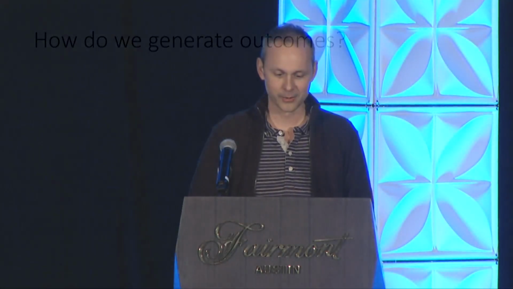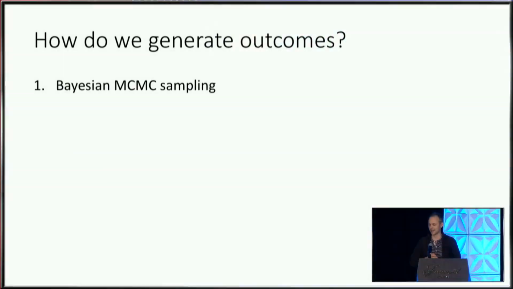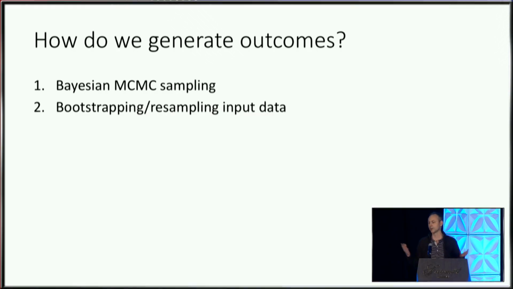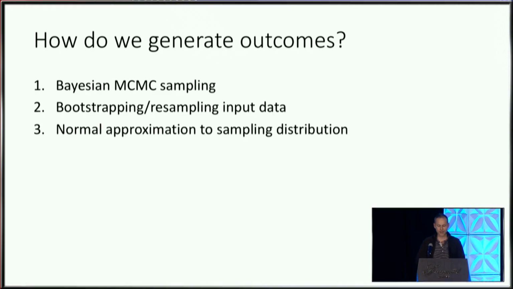Well, okay, so this goes to how do we generate outcomes, right? So we can do Bayesian MCMC sampling. That's what tidybayes does, and that's great, but not everybody is a Bayesian, right? Or maybe in some models, it just takes too long to do MCMC sampling, or whatever the reason is, you may want to do other things. So maybe you want to bootstrap, right? Resample the input data. Or maybe you want to fit a regular regression model and then just sample from the normal approximation to the uncertainty distributions that you get, right?